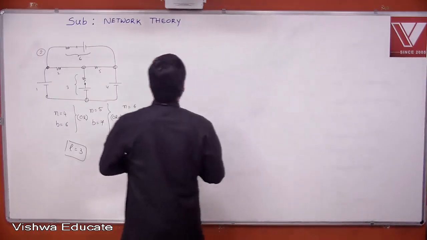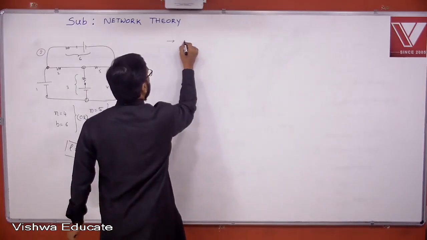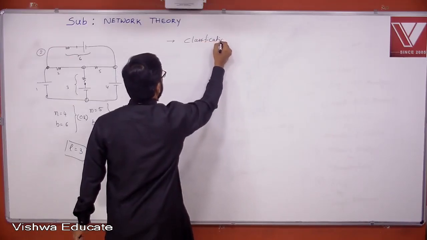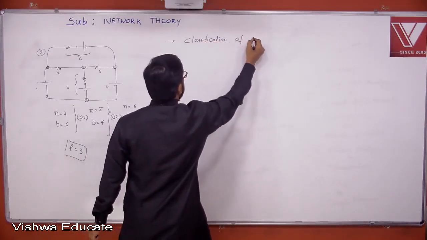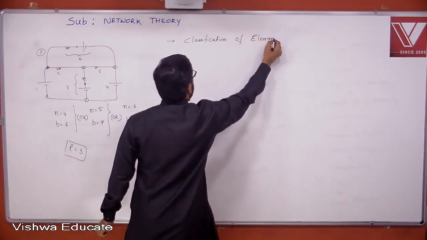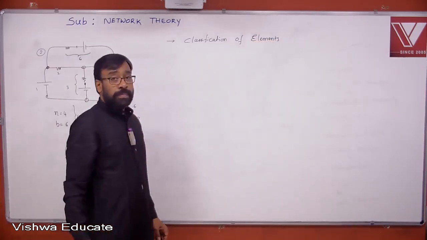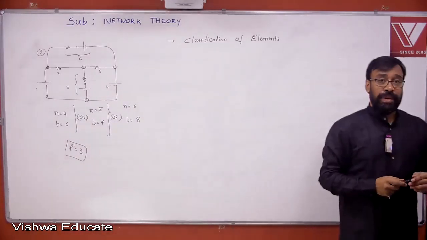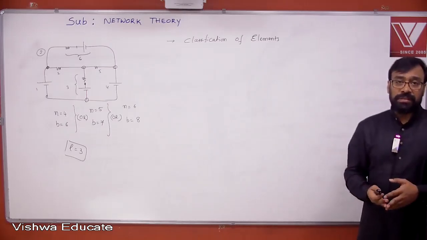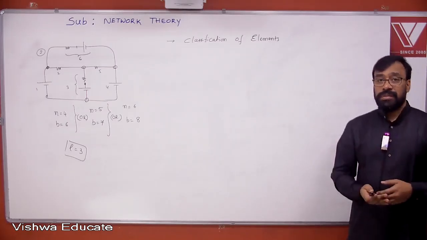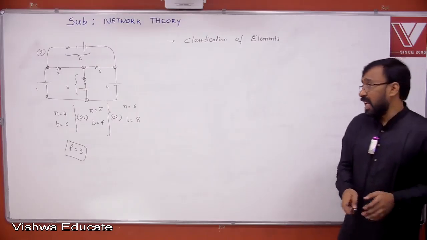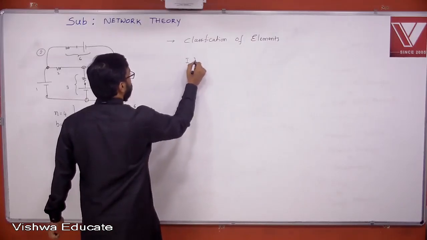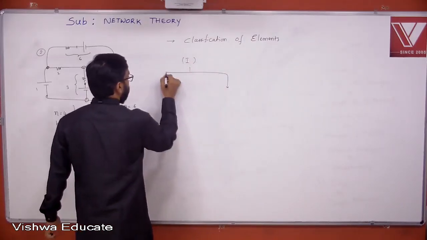Okay, I think you have done with that. Next one is classification of elements. How many types can you classify? You can classify linear element, non-linear element, active element, passive element, unilateral element, bilateral element. Like that you can classify. So the first classification, let us look at. What is that? First classification is active element, passive element.